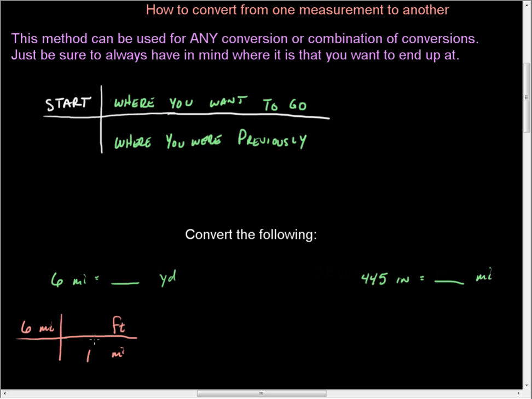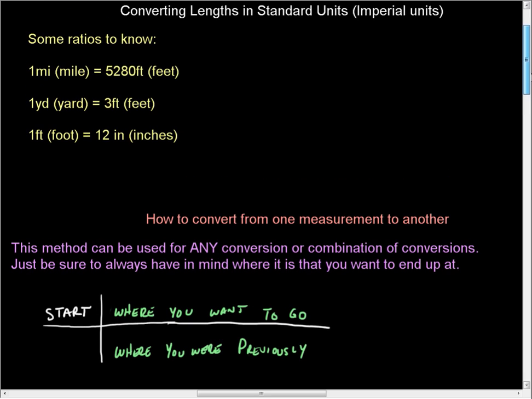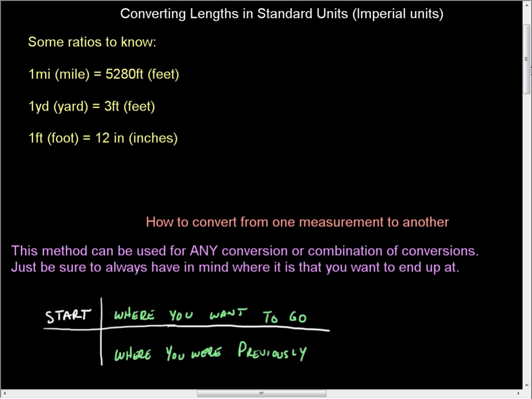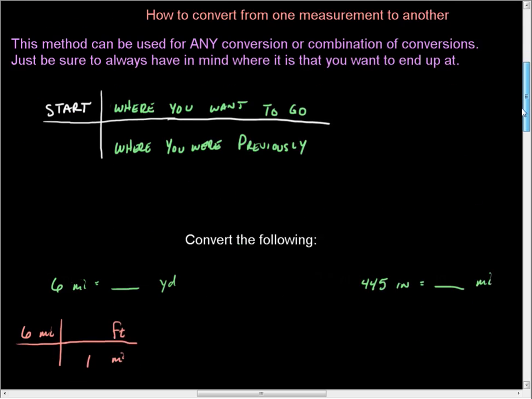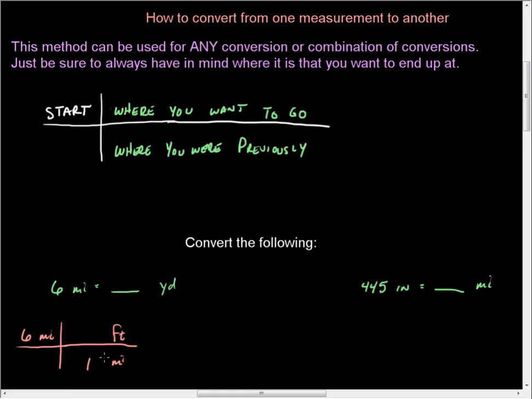All right, so 1 mile, according to my conversions up here, is 5,280 feet. In other words, the way you can read this is for each mile you have 5,280 feet. Now I'm not done because when I complete this calculation, I'm in feet. The miles cancel and I'm in feet. I want to be in yards.